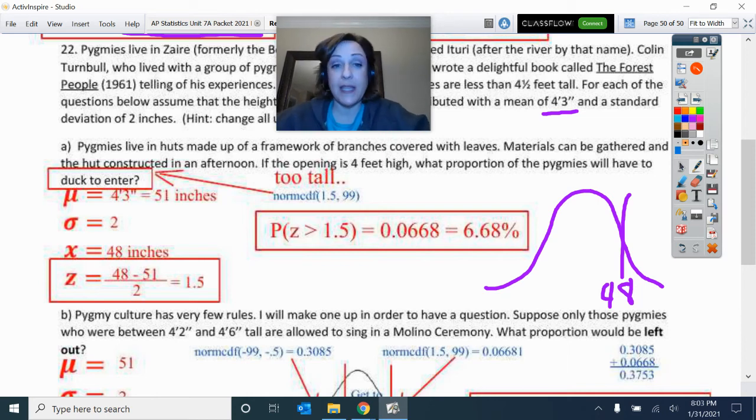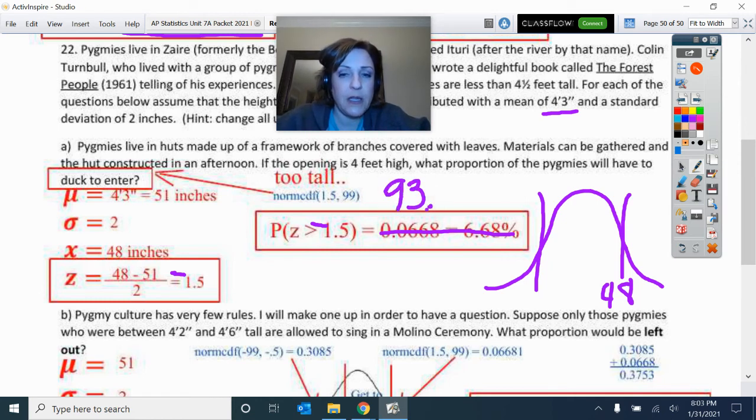So I'm thinking I did this one wrong. I can see I did this one wrong also because see, 48 minus 51, that would be a negative 1.5 because 48 is below the mean. So I should actually have quite a bit more than that. I think it's the opposite. What is that going to be? 90.32%. Okay. So that's a lot of them that have to duck.